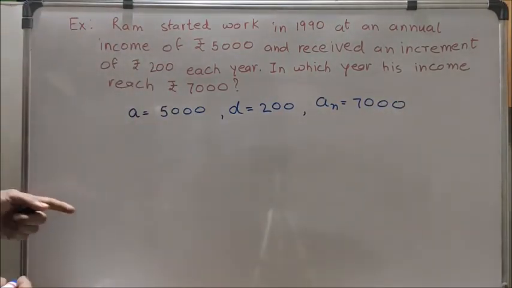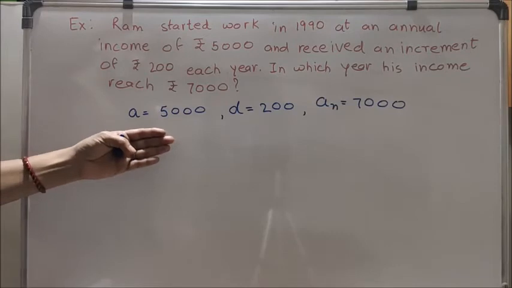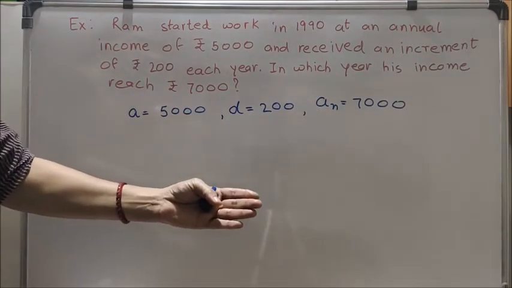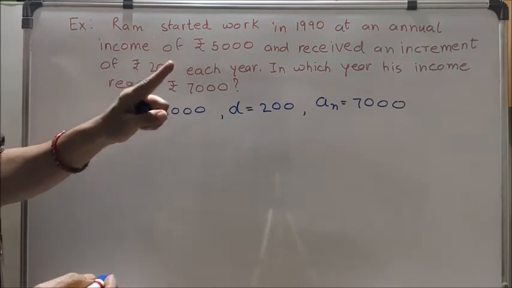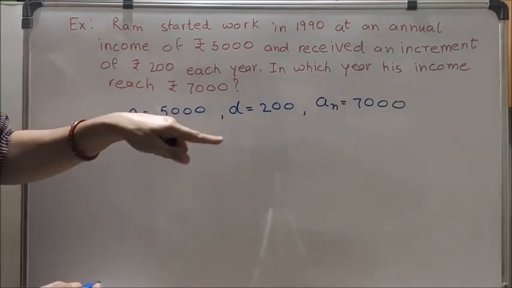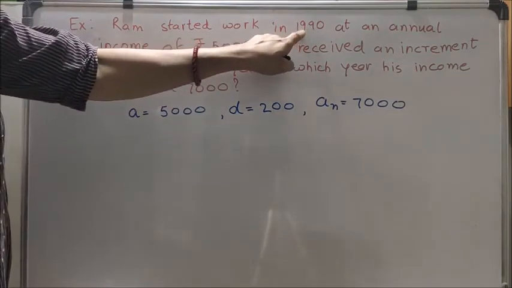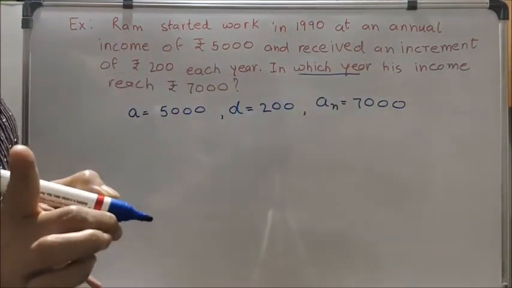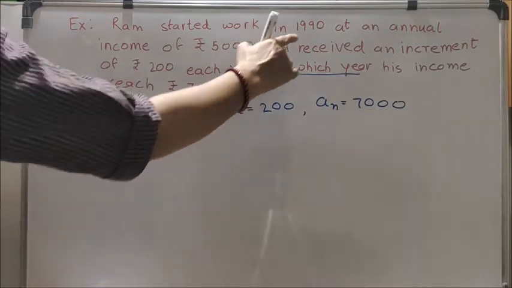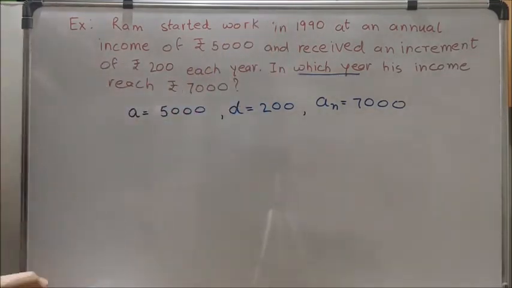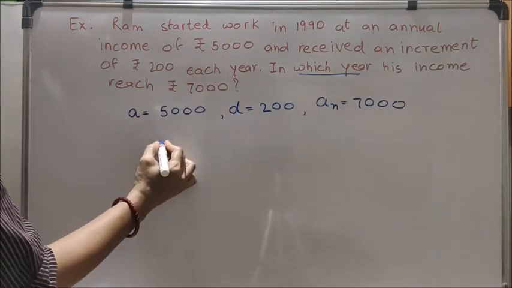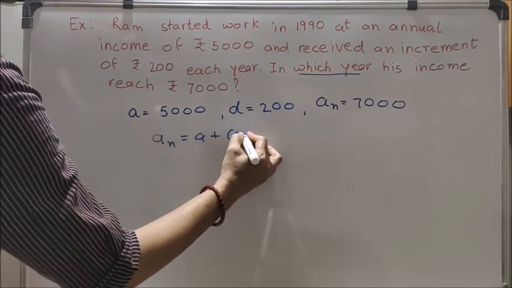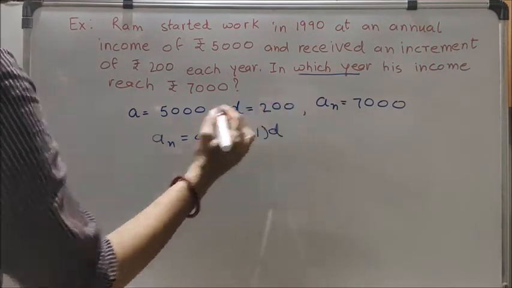And you need to find in how many years he reached from 5,000 to 7,000. That means N's value. Remember again, N is not going to be your answer. That number of years you will have to add to 1990. They have asked which year, not how many years. So your N should be added to this to get the final answer. So let us use the formula. AN equal to A plus N minus 1 into D.